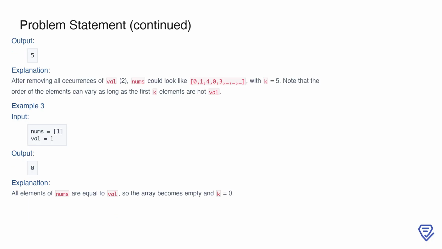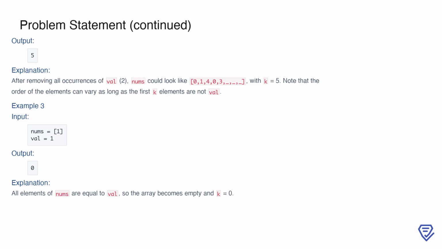In another example, suppose the input array is nums equals 0, 1, 2, 2, 3, 0, 4, 2, and the value to remove is val equals 2. After removing all occurrences of 2, the array could look like 0, 1, 4, 0, 3, underscore, underscore, underscore. Here, the underscores represent irrelevant values beyond the first k positions. The value of k would be 5 because there are 5 elements in the modified array that are not equal to 2. Notice that the order of the elements that remain can vary, as the problem does not require the relative order to be preserved.